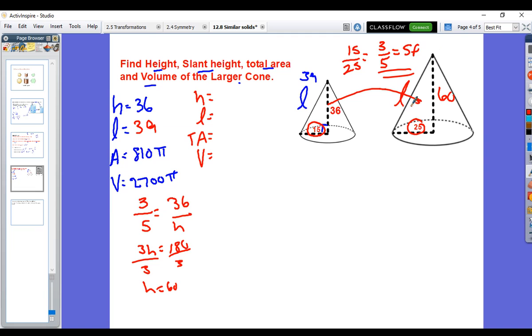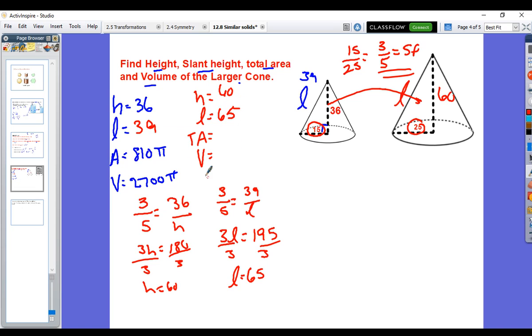Now let's find our slant height. Same thing right here, since it's one dimension, a slant height. So we do the same thing. We set a proportion 3:5 as this slant height, 39, is to this line out here, L. We cross multiply, we get 3L equals 5 times 39, gives us 195. We then divide that by 3, L equals 65. All right, so we got our slant height. So we got our height of 60, our slant height of 65.